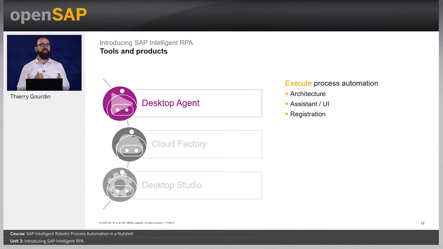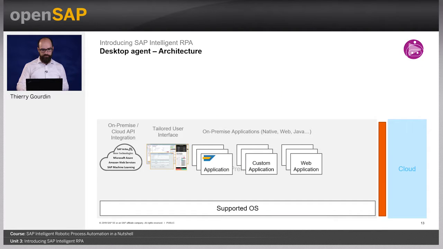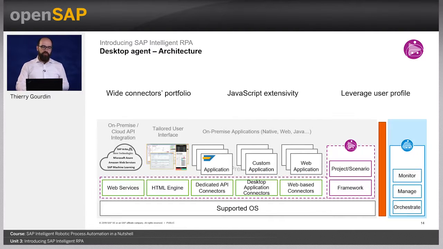So, we start with the desktop agent, our on-premise component installed on production environments. On this desktop, a user interacts with a lot of on-premise applications, such as web, native, Java, and so on. For each application technology, the desktop agent provides a driver that can work as close as possible with the application so that it can click, navigate, or manipulate data.